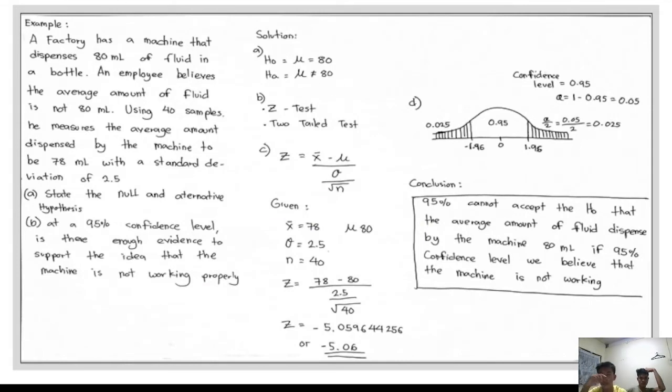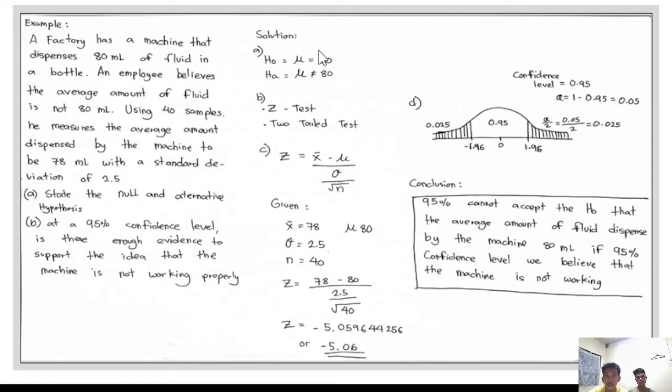Punta na tayo sa example number 1 ng topic na to. A factory has a machine that dispenses 80 ml of fluid in a bottle. An employee believes the average amount of fluid is not 80 ml. Using 40 samples, he measures the average amount dispensed by the machine to be 78 ml with a standard deviation of 2.5. A. State the null and alternative hypothesis. B. At a 95% confidence level, is there enough evidence to support the idea that the machine is not working properly?